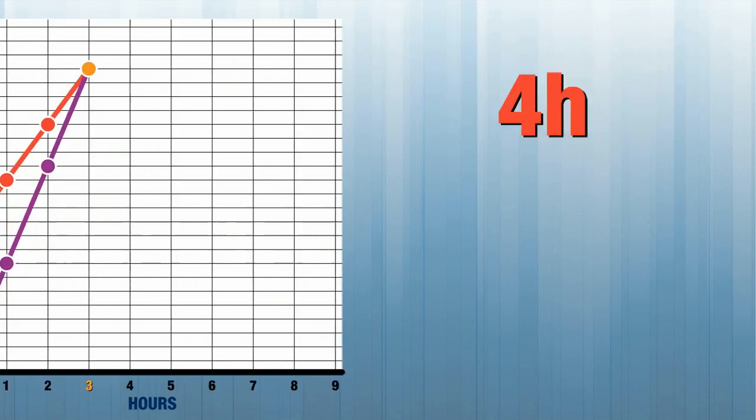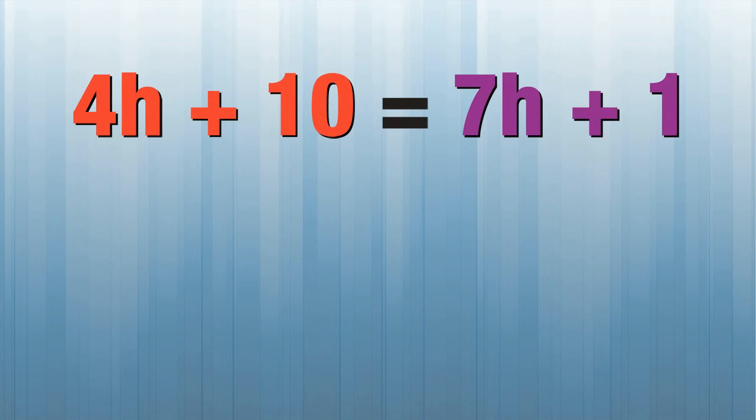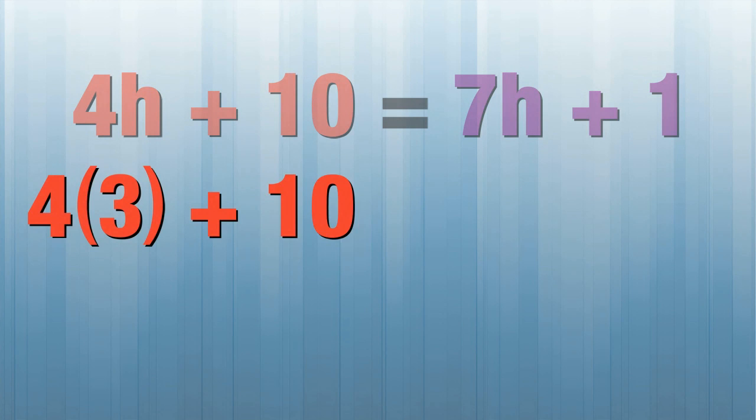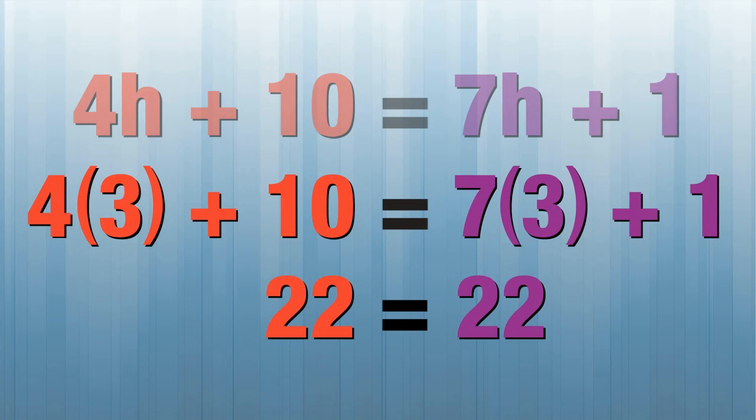Whether you use a table, graph, equation, or number line, the solution and conclusion are the same. 4h + 10 = 7h + 1. 4 times 3 plus 10 equals 7 times 3 plus 1. 12 plus 10 equals 21 plus 1. It checks. 3 hours is when they will meet. They will both be 22 miles from checkpoint A.